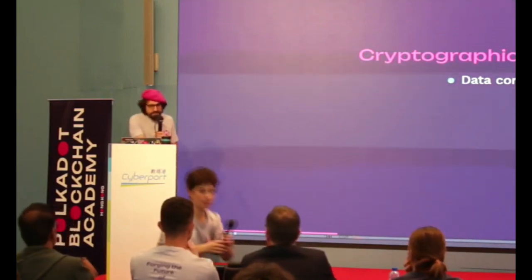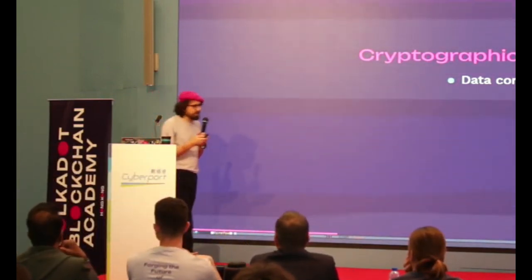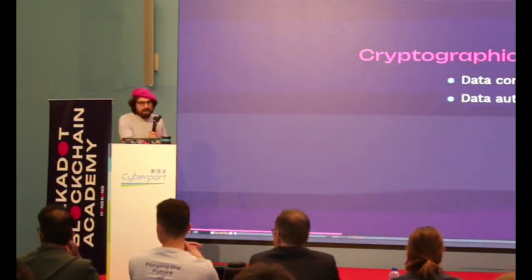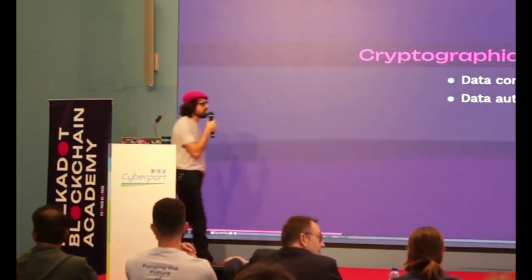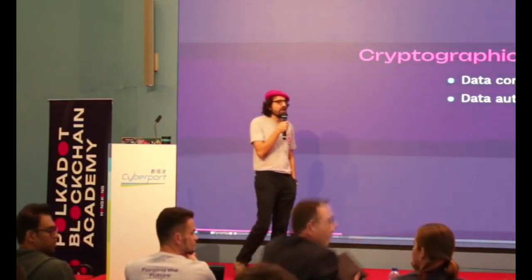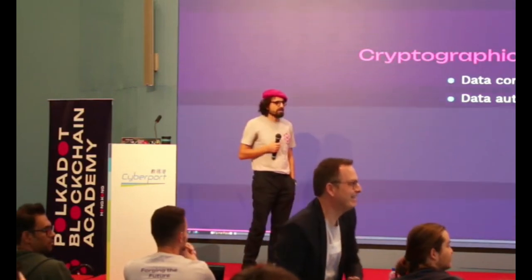Okay. So data confidentiality is the first thing that people assume from the cryptography. The other one is data authenticity. And this basically covers the fact that if you... there's a question.